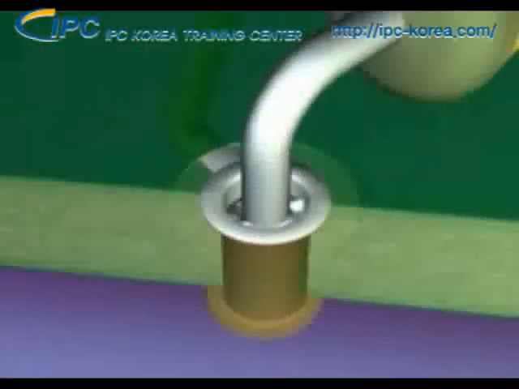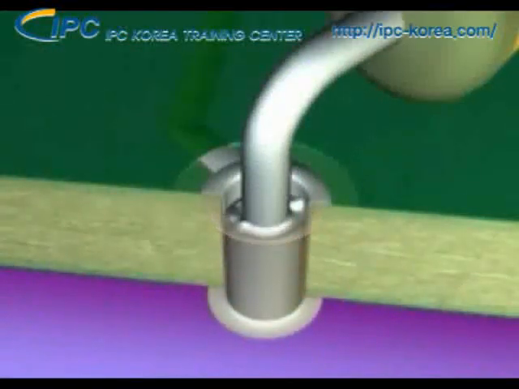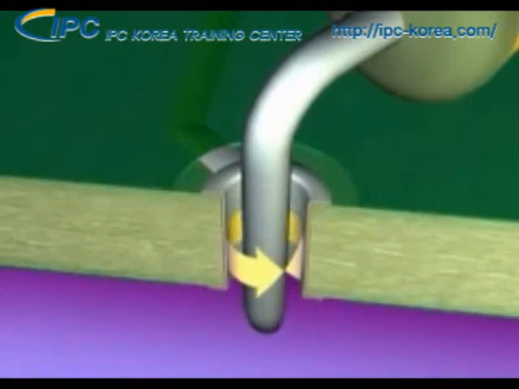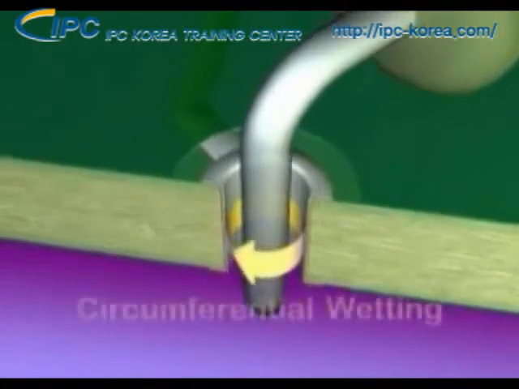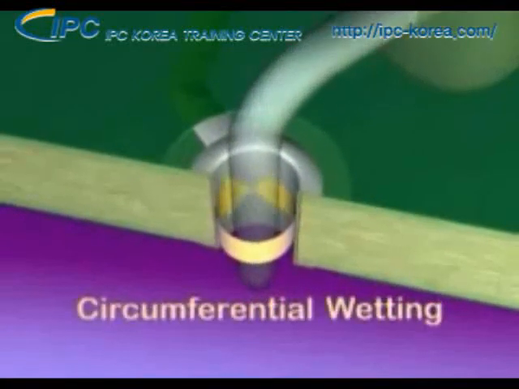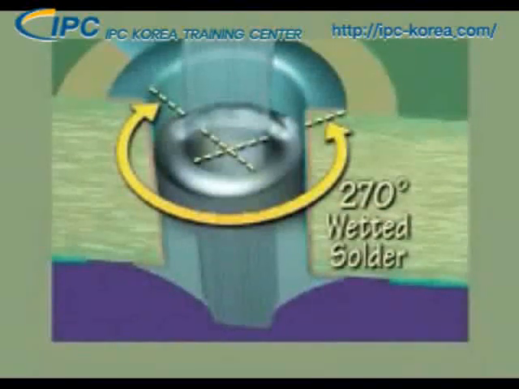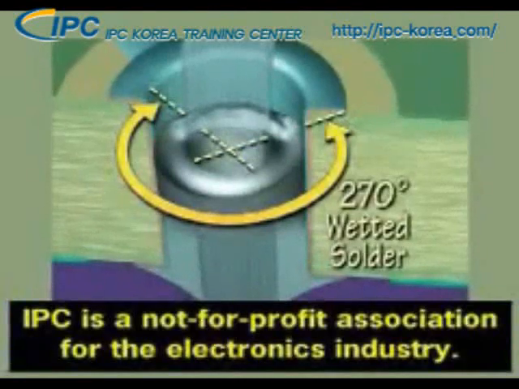The other parameter for the barrel portion of the solder joint is the wetting of the lead and barrel. Circumferential wetting defines how far around the lead and barrel wall the solder wets or bonds properly. The minimum requirement calls for 3/4 or 270 degrees of circumferential wetting present on the component side of the lead and barrel.